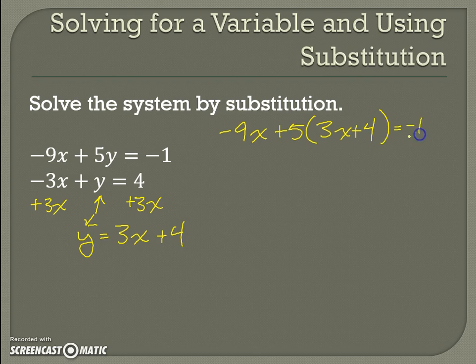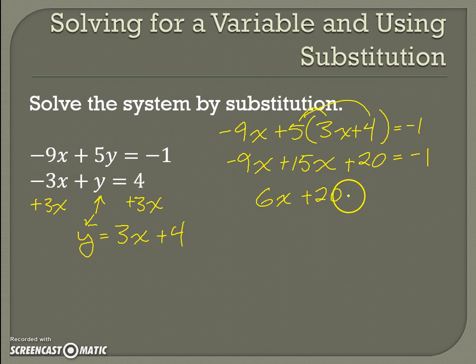And that all equals -1. So then I distribute negative 9x plus 15x plus 20 equals -1. Combine these like terms, so I get 6x plus 20 equals -1. Subtract 20.